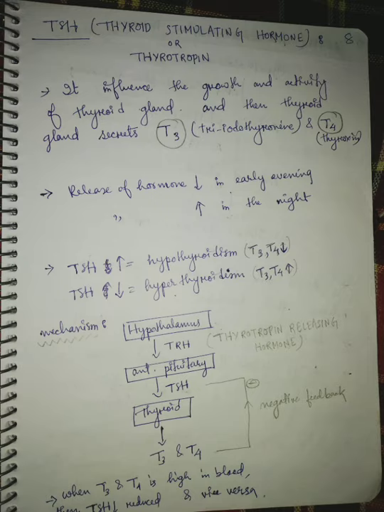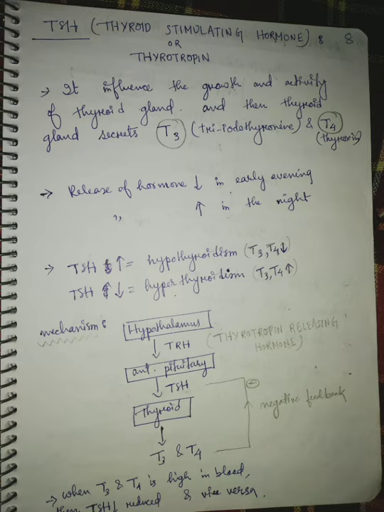When T3 and T4 increase, the thyroid gland tells the anterior pituitary that we have enough T3 and T4 and no more is required. So you have to stop secreting TSH, and TSH decreases. When TSH decreases, you have to understand that in my body there is a lot of T3 and T4. That means hyperthyroidism. That's why TSH secretion is decreased.